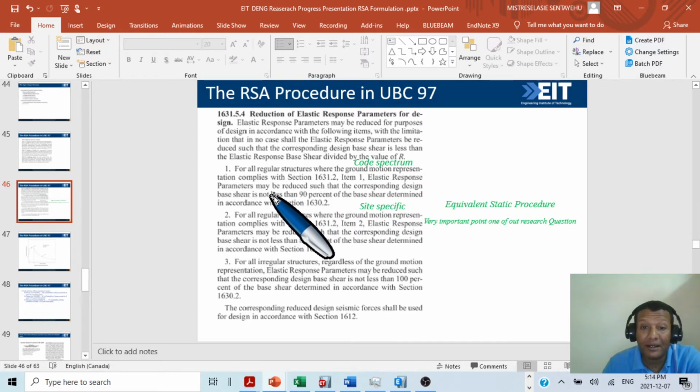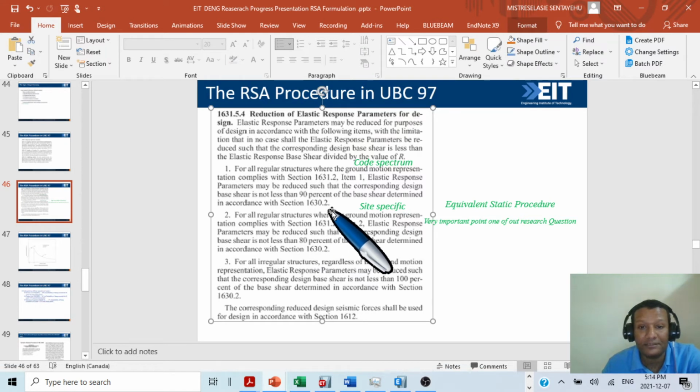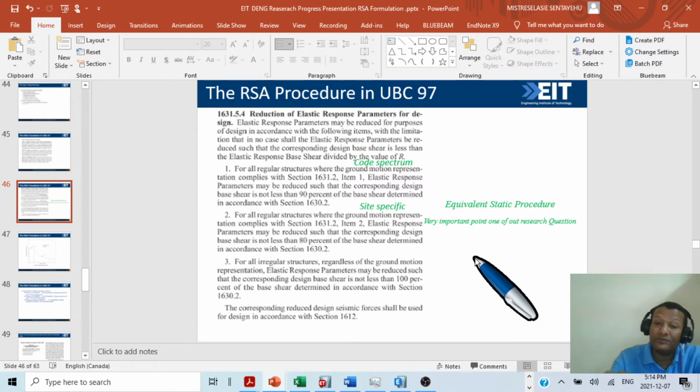Elastic response parameter may be reduced such that the corresponding design base shear is not less than 90% of the base shear determined in accordance with section 160. So this is one of the points in our research question. My question was, if we perform any dynamic analysis, the base shear we are going to find from dynamic analysis should not be less than the ELF procedure base shear we found here.